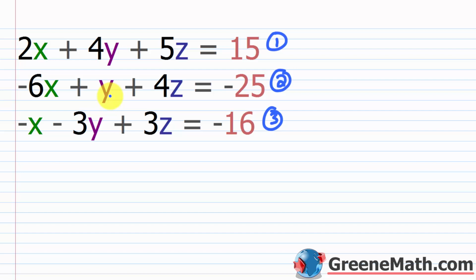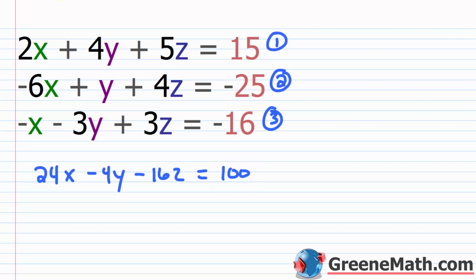And I can just multiply equation 2 by negative 4. And what's going to happen is if I had a negative 4 here, I'd have a negative 4y and a positive 4y, so y would drop out. Okay, so I'm going to multiply equation 2 by negative 4. So negative 4 times negative 6 is 24, so it'd be 24x. Negative 4 times y is minus 4y. Negative 4 times 4z is minus 16z. And this equals negative 4 times negative 25, which is 100.